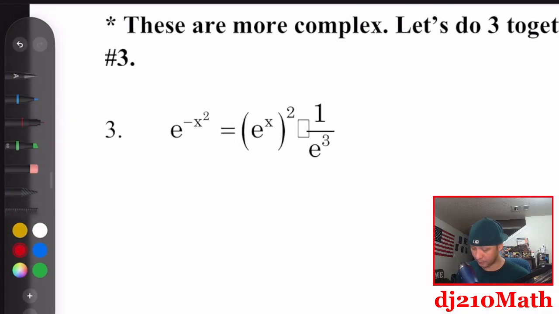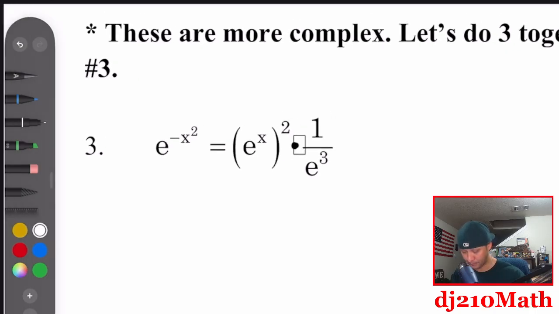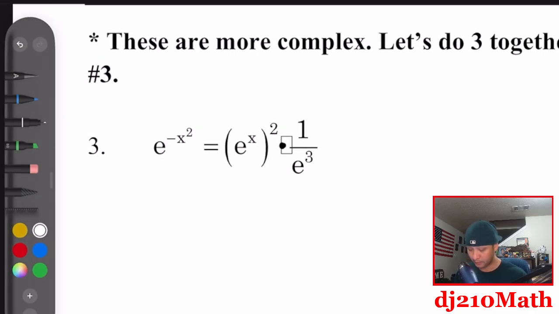There's a typo here. I don't know why this is here, but there needs to be, not this box, just a dot for multiplication. Okay, let's unpack this. There's a lot of things happening. So, again, notice right now we have base e, negative x squared, base e, and then this fraction.